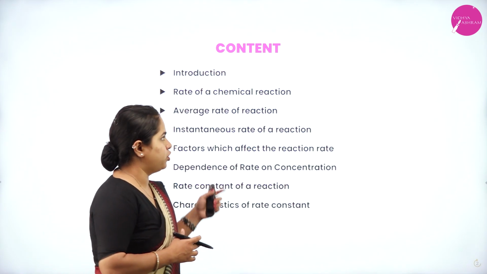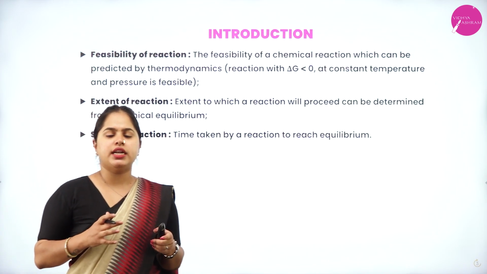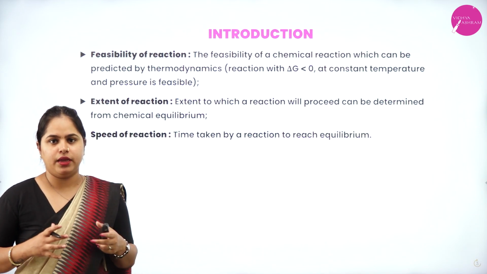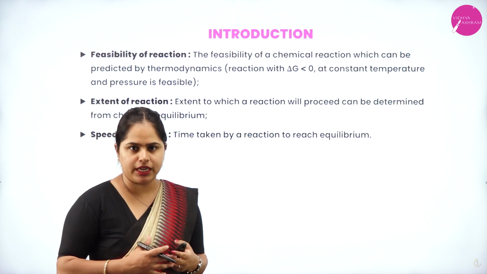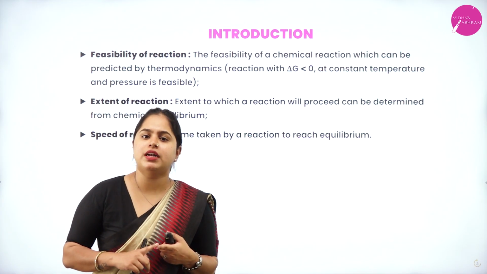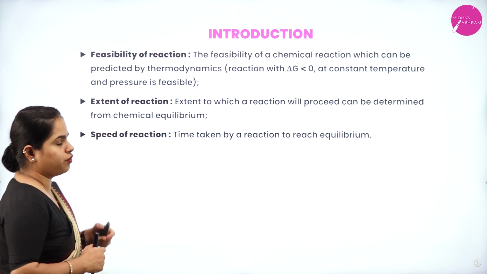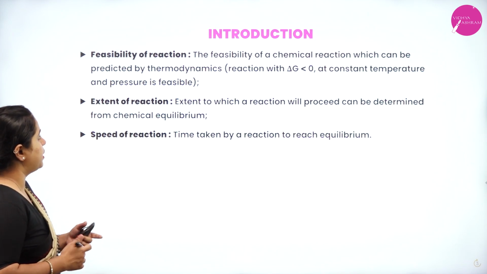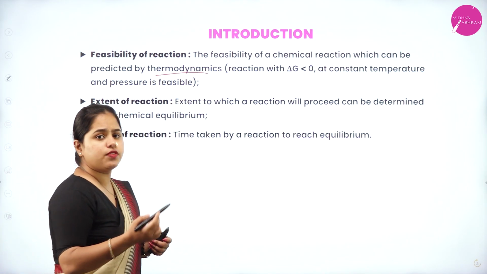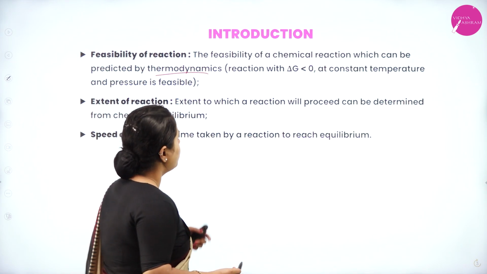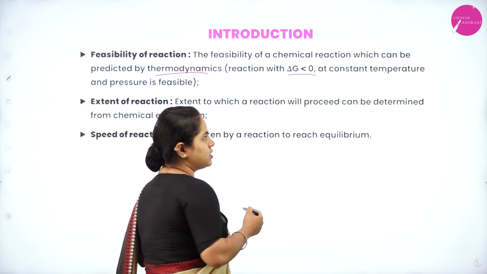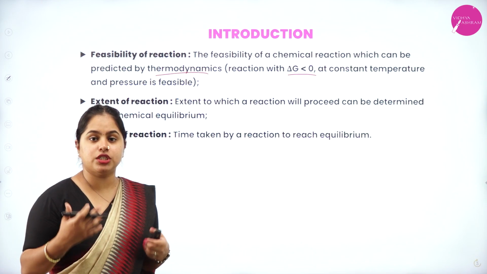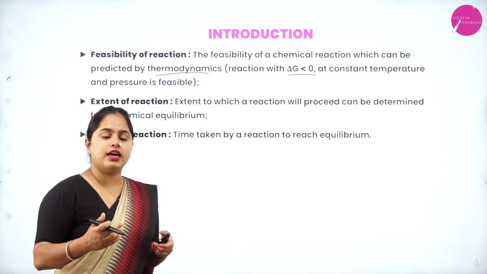So before moving on to the details of chemical kinetics, generally when we talk about a chemical reaction, there are three concepts that we majorly talk about. First one is whether the reaction will take place or not, which is known as the feasibility of a reaction. The feasibility of a chemical reaction can be predicted using thermodynamics. Thermodynamics we have already studied in your first PUC, right? So, if the delta G value, Gibbs free energy value, is less than 0, we can say that the reaction is feasible. So, using thermodynamics, we will get to know whether the reaction can take place or not.